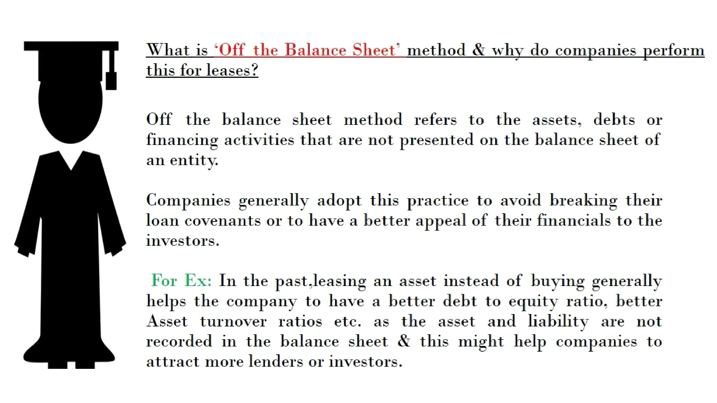Companies generally adopt this practice to avoid breaking their loan covenants or to have a better appeal of their financials to the current investors or the prospective investors. For example, in the past, leasing an asset instead of buying generally helped companies to have a better debt equity ratio and better asset turnover ratios, as the asset and liability are not recorded in the balance sheet, and this might help companies to attract lenders or investors.